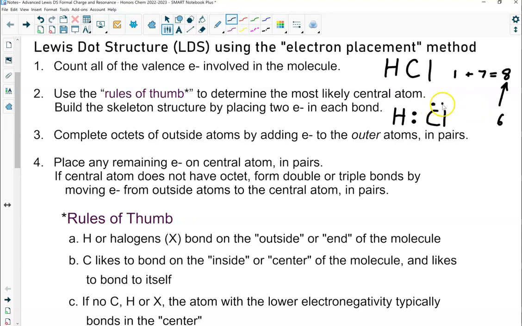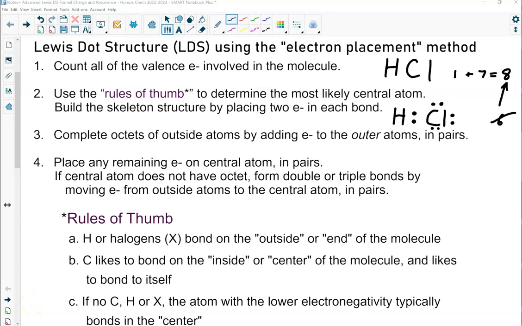So I'm going to go 1, 2, 3, 4, 5, 6. And then, oh, wait a minute, I've used all my electrons. So then I would look at step 4, which says, place any remaining electrons on the central atom. And in this case, I'm out of electrons, so I don't even need to do step 4. If you use up all your electrons in step 3, you are done. But we're going to go over an example where we do have to add electrons to a central atom. But for now, we don't have to do step 4.